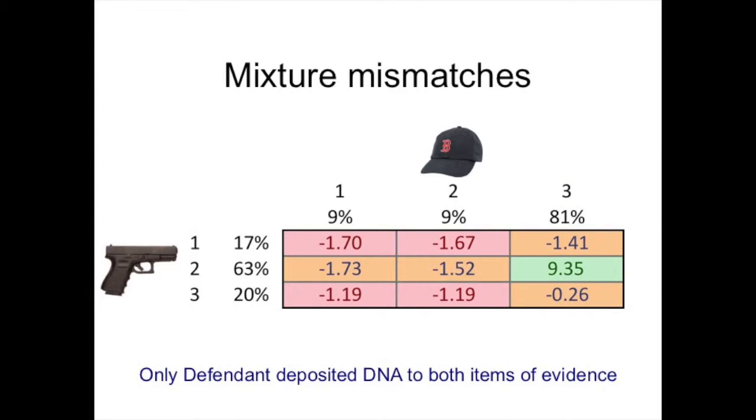But by having the computer separate out these barcodes, 1, 2, and 3, and what's shown here next to the gun are the 3 numbers of the barcodes, 1, 2, and 3, and the percentages of their composition in this mixture, how much of each barcode is there, which truly also works out. There's a 17% component, a major 63% component, another smaller 20% component. Across the columns next to the hat, there were similarly 3 individuals who contributed with barcodes, 9%, 9%, and 81%.